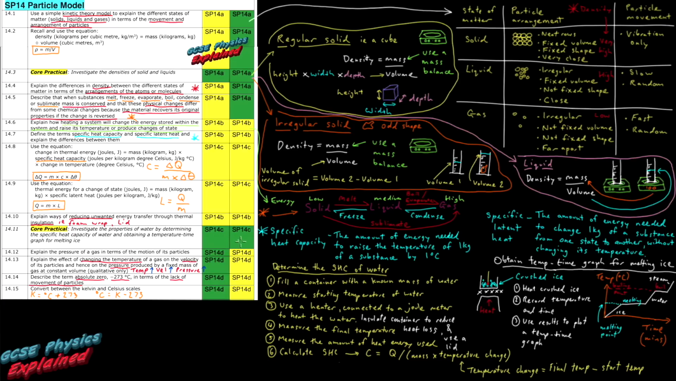Now here we go, here's the 6 marker, this is your core practical. So this will definitely be on the exam. Investigate the properties of water by determining the specific heat capacity of water and obtaining a temperature time graph for melting ice. So here's how to determine the specific heat capacity of water.